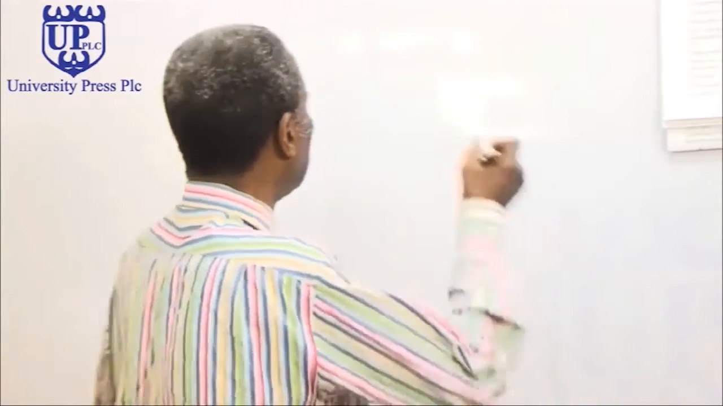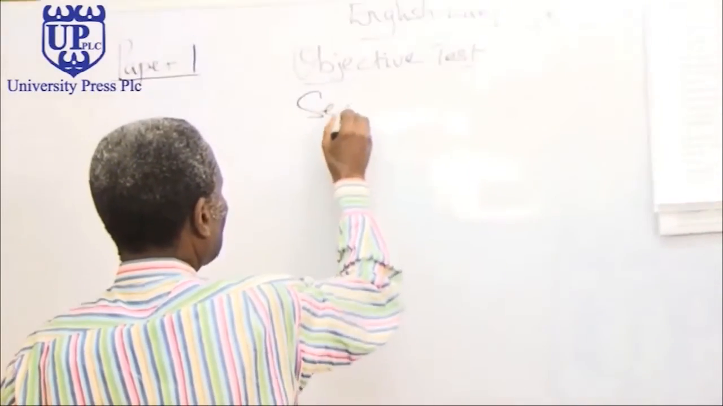You remember that the structure of the paper has 6 sections. Sections 1, 2, 3, 4, 5, 6. We're going to look at each of the sections and what we need to actually do so that we can do very well. The very first one is section 1.